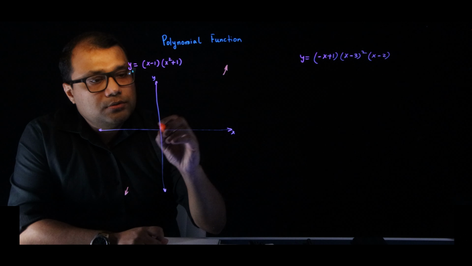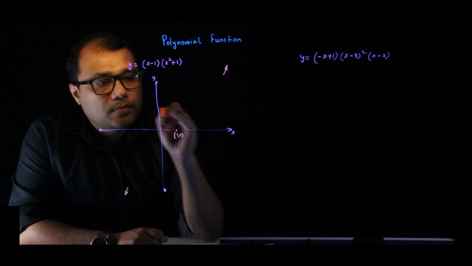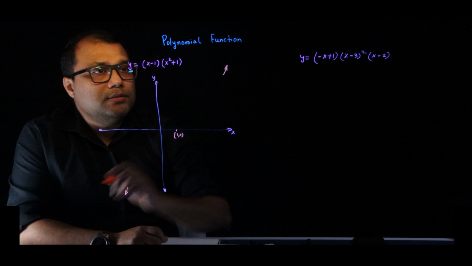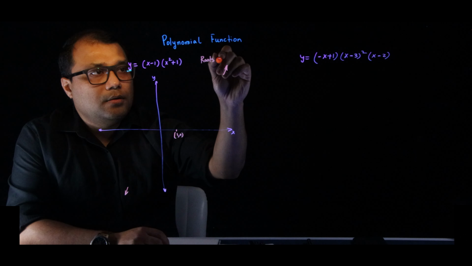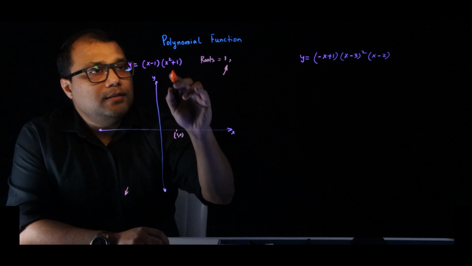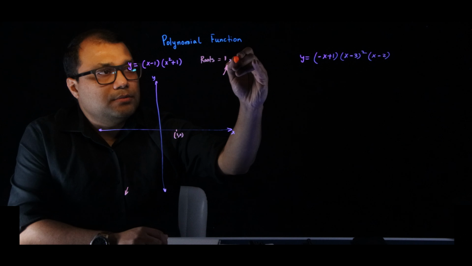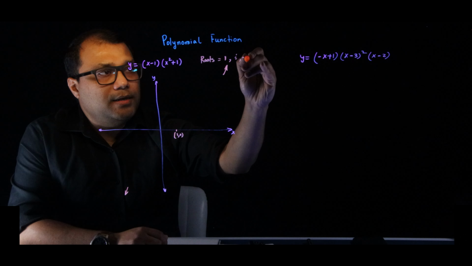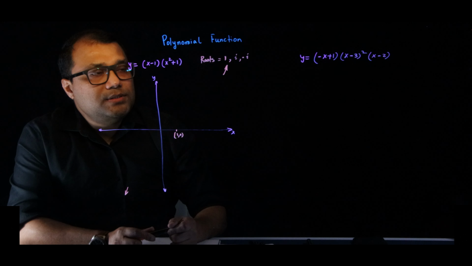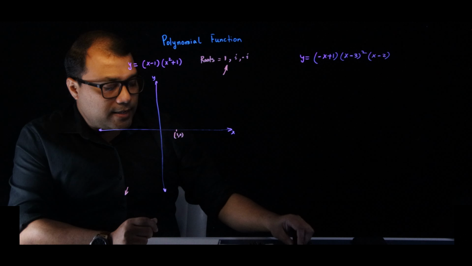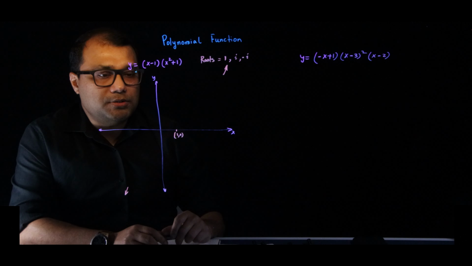What are the roots? The roots are 1 comma 0, and the other roots are minus 1, which is plus i and minus i, where i is an imaginary number. So you can right away see that this does not have all real roots, only one real root, and it passes through 1 comma 0.